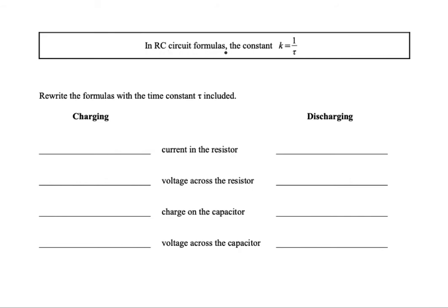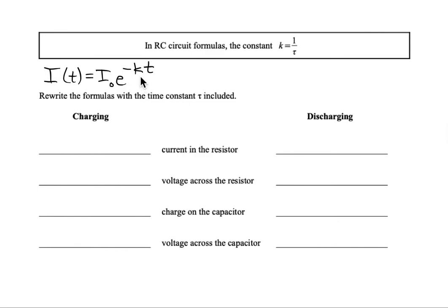In the RC circuit formulas that we looked at before, we saw that there was a constant k in the formulas. k is defined as 1 over the time constant. So if we want to rewrite the formulas with the time constant included, first let's recall what the original formula was for current in the resistor. I as a function of time was equal to I sub 0 e to the negative k times t.